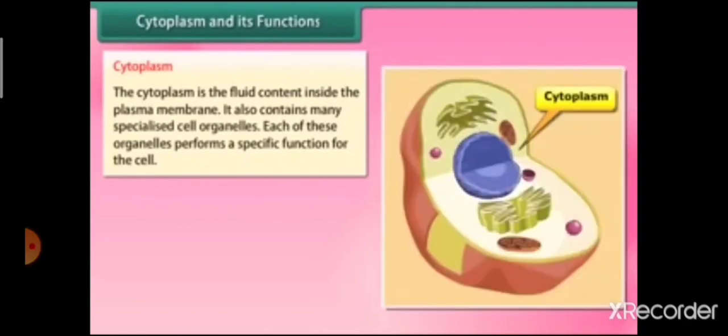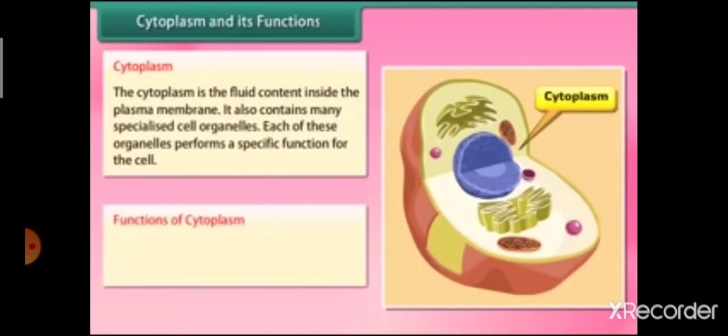You can see in the picture. It also contains many specialized cell organelles. Each of these organelles performs a specific function for the cell. So cytoplasm is a liquid which is there inside the cell and it contains many cell organelles. So what is the function of cytoplasm? In cytoplasm, all cell organelles are embedded. Embedded means which remains inside it.